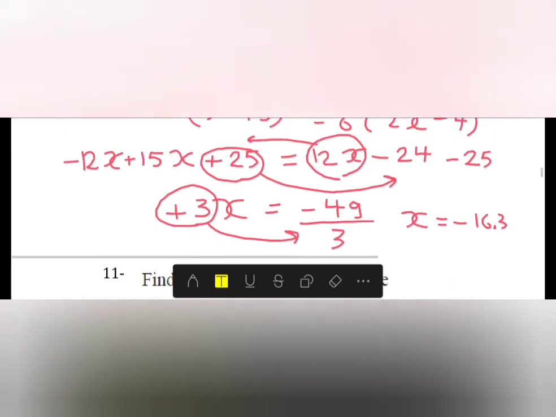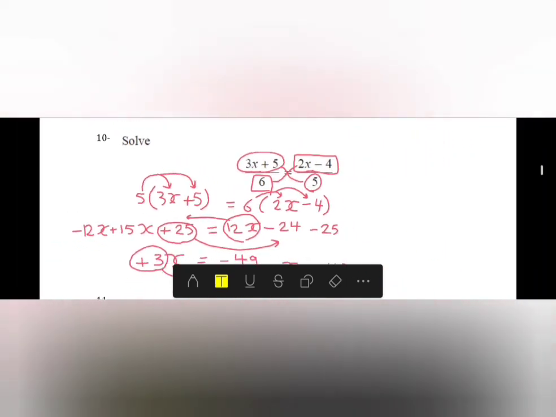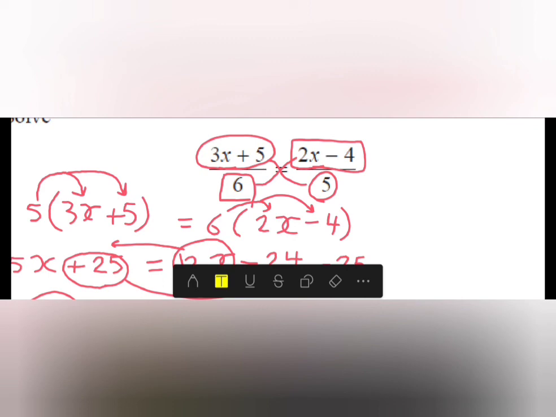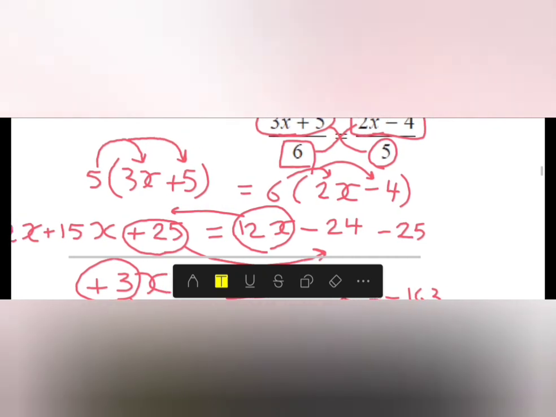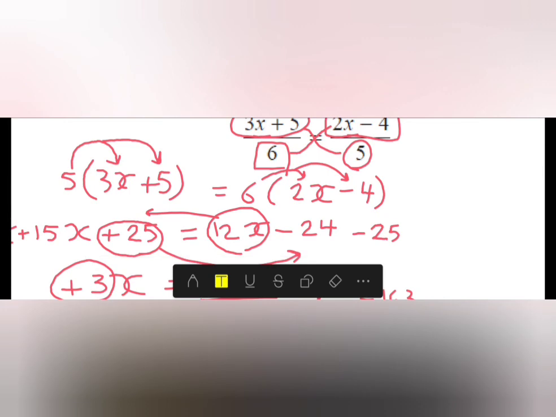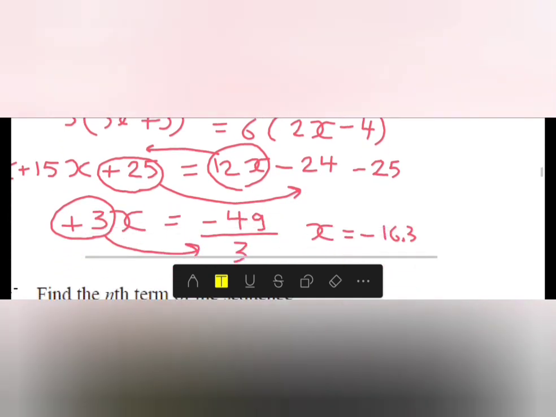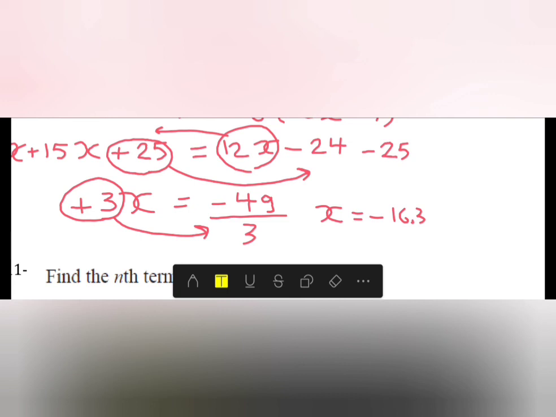So again, let's check from the beginning. As we said, first thing we did is what? We put an x sign between these and we multiply the 5 by 3x plus 5 and we got 15x plus 25. And the other side is 6 multiplied by 2x, which is 12x, and then minus 24, 6 times negative 4. And then I took the 12x to the other side and the 25 to the other side. And I changed the sign of each one of them. So I got 3x here, and the other side I got negative 49. And then I divided by 3, which is negative 16.3. And this is how you answer a question like this.